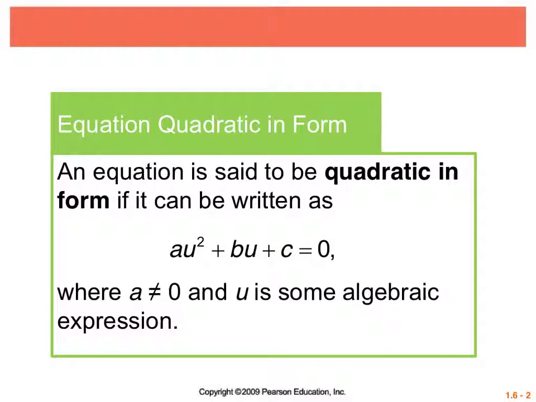So sometimes we get an equation that it doesn't appear that we could solve it quadratically because it doesn't at first appear to be quadratic, but if we rewrite it using an algebraic expression such as the one you see here with the u's, then we can. And so we're going to go through a couple examples like this.